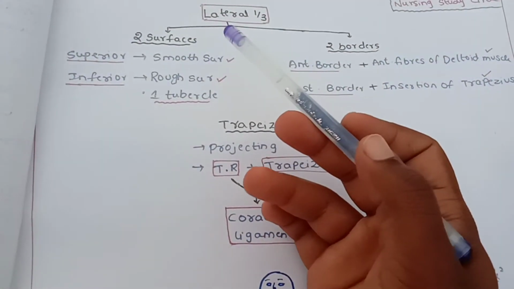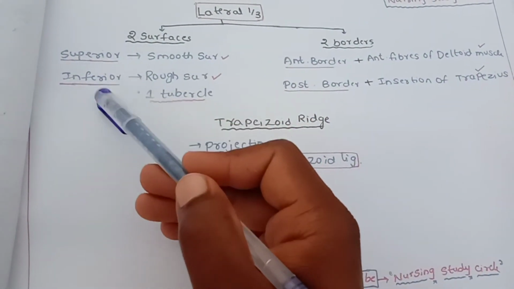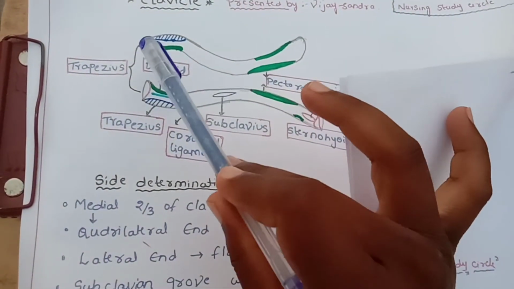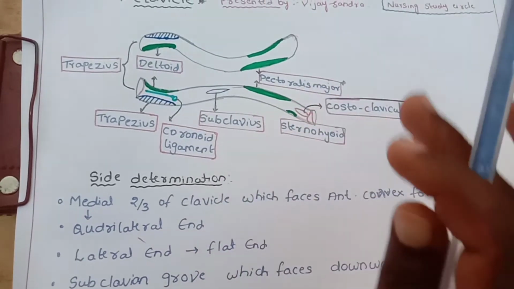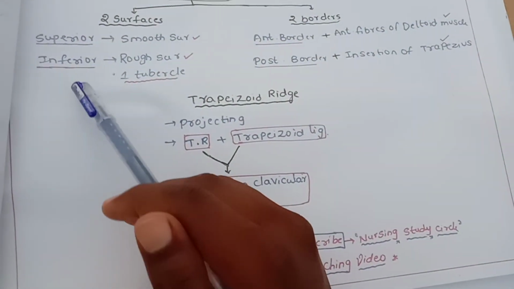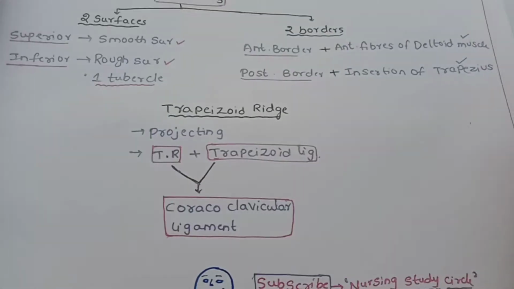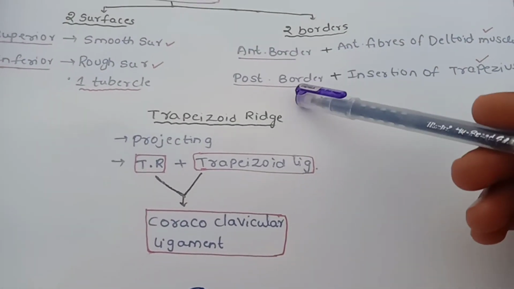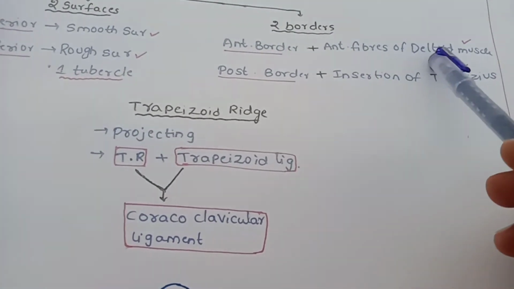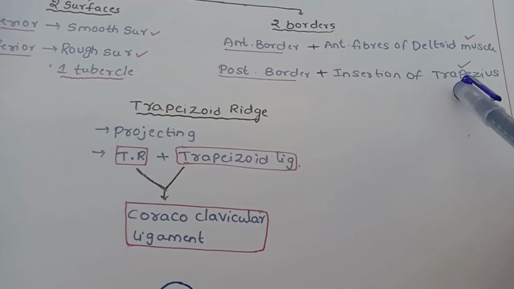The lateral 1/3 part can be divided into 2 surfaces and 2 borders. In this lateral side there is a superior surface and also an inferior surface. In the inferior surface there is a rough area, with the presence of a tubercle. The borders are the anterior border and the posterior border. In the anterior border there is an attachment of the anterior fiber of deltoid muscle, and in the posterior border there is an insertion of trapezius.